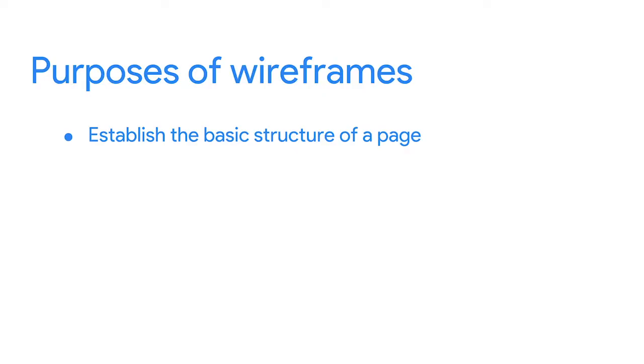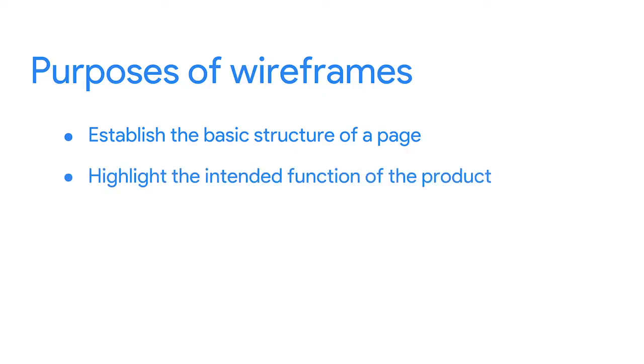Second, wireframes highlight the intended function of the product. When drawing a wireframe, you should think about how the elements serve the overall functionality. For example, the function of a button should be clear, and that functionality is expressed through the way that it's drawn. We'll go through this in more detail later on.